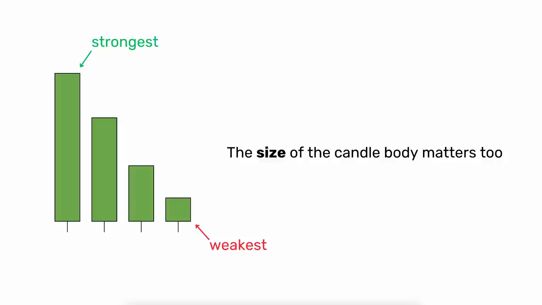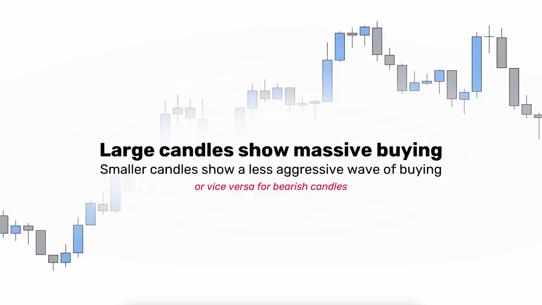The big candle, however, that's the kind of thing we want to see for high accuracy moves. This is because large candles show massive buying and smaller candles show a less aggressive wave of buying. The buyers are still in control at this point, but not in massive numbers. And obviously in a selling example, we just flip this on its head. Large bearish candles are the best to see. Smaller bearish candles aren't going to matter as much.